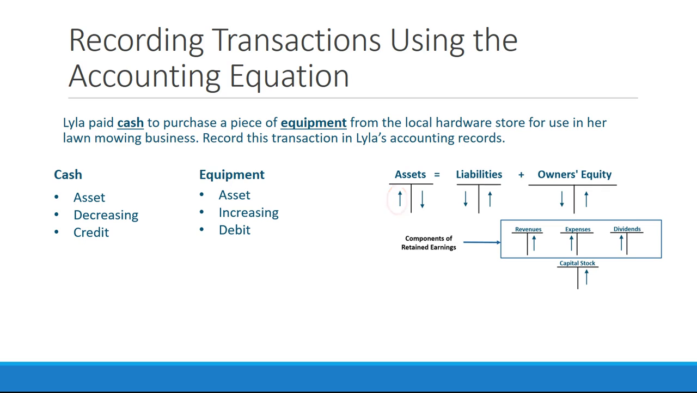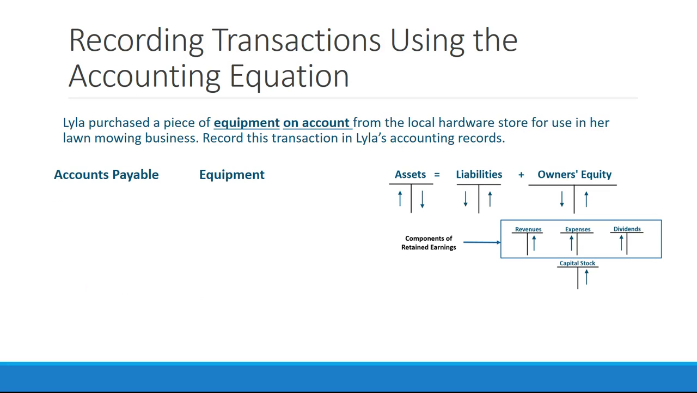So the journal entry for this transaction is a debit to equipment and a credit to cash: an increase in equipment, a decrease in cash. Notice on the right side, we have an increase in one asset and a decrease in another asset, so the accounting equation still balances out. The net effect on assets is no change. So our equation still works.